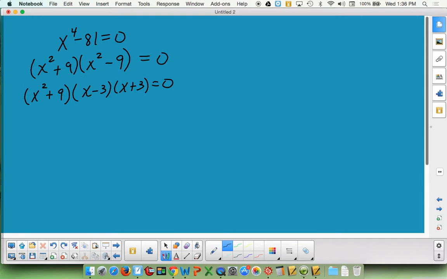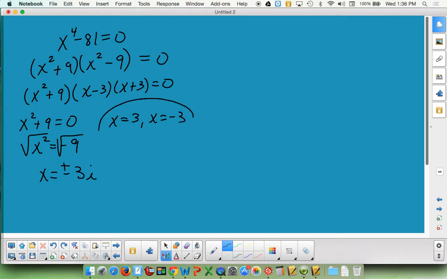I need to solve my factors, including the x squared plus 9, which is going to give us a somewhat strange answer. I'm going to subtract 9, square root it, which is going to leave me with plus or minus 3i. Don't forget, i is still with us. Of course, the other two are going to solve relatively easily, and we're going to get x equals 3 and x equals negative 3. So there are, once again, 1, 2, 3, 4 answers, because the plus or minus counts as 2.